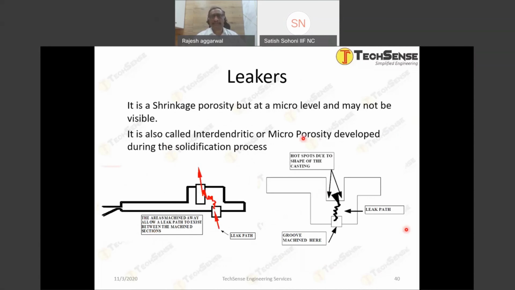Leakers. It is also a shrinkage porosity, but at a micro level and may not be visible. It is also called interdendritic shrinkage or microporosity, developed during the solidification process.